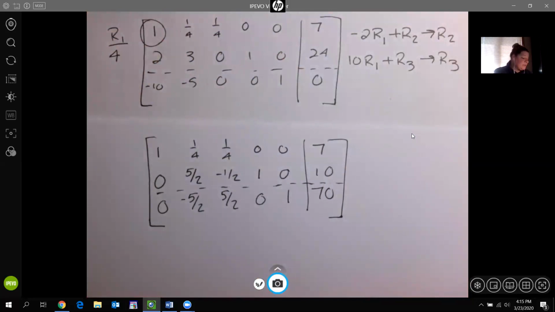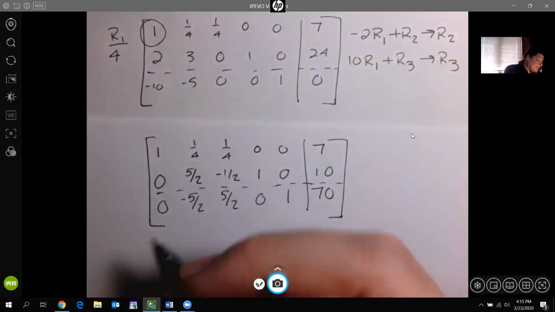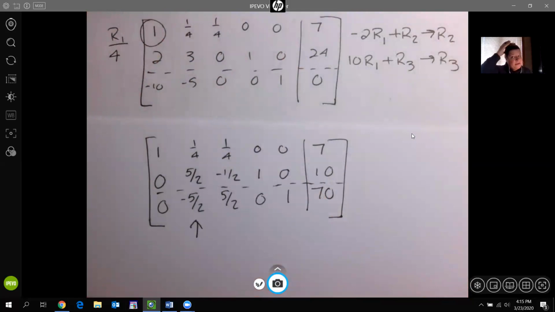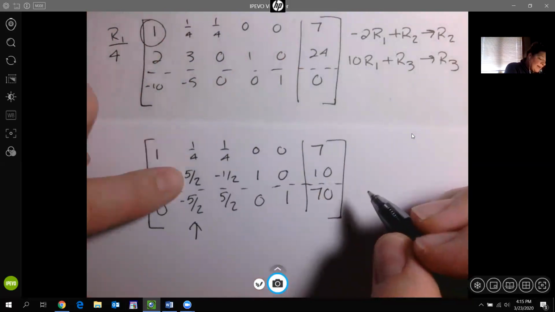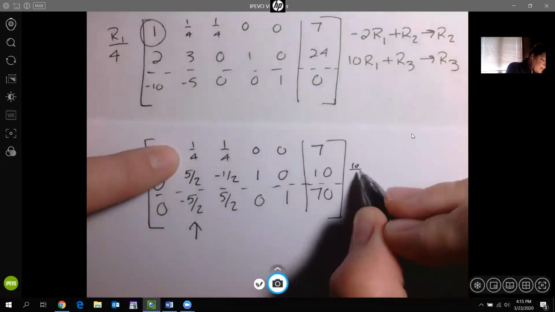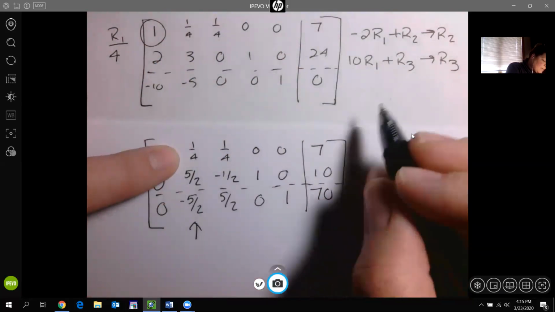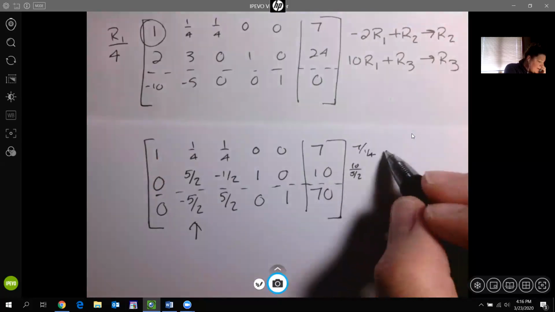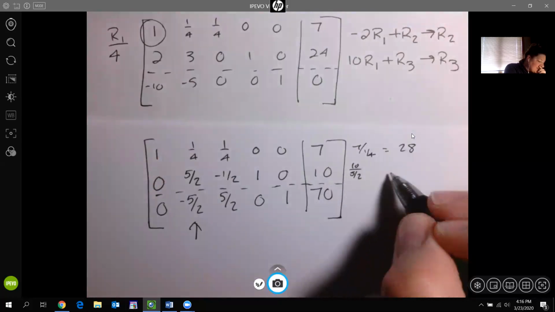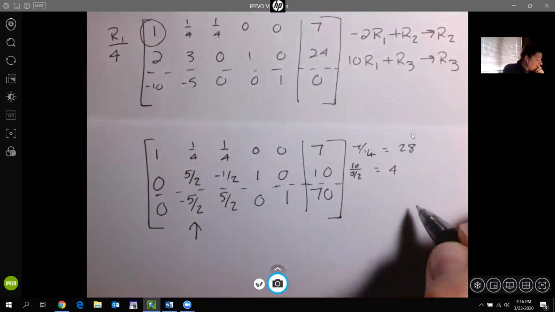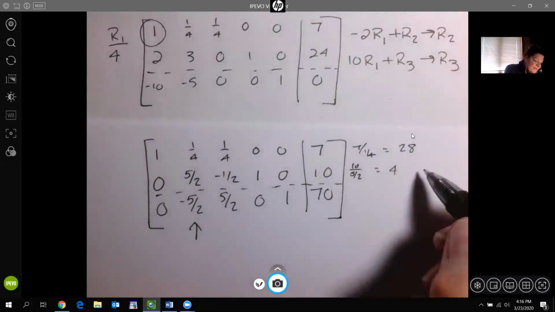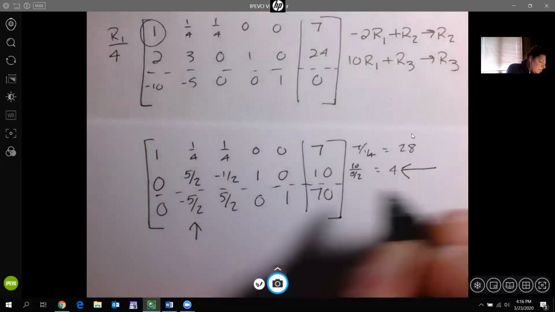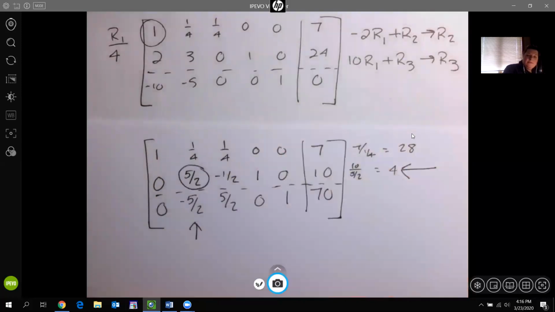So we're not done because we still have a negative indicator in the bottom row. So we need to use now this one, and we have one more pivot to get rid of this negative. And we have to look above the line, and we have to do 10 divided by 5 halves. And we have to do 7 divided by 1/4. And that's going to give me 28, and this is going to give me 4. So which one's smaller? Definitely this row. So we are going to have a pivot right there.